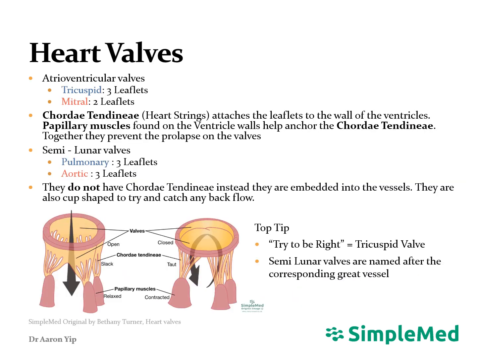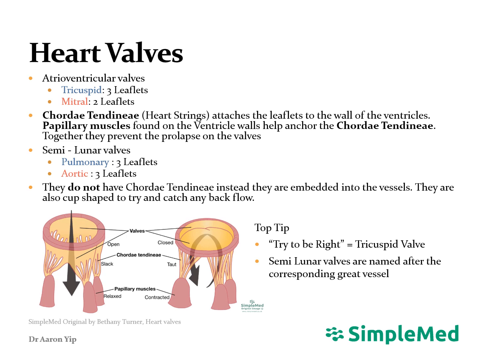Let's talk about the structure of the valves. Firstly, the atrioventricular valves: on the right side, the tricuspid valve, and on the left side, the mitral valve. They are attached to the wall of the ventricles by the chordae tendineae, sometimes referred to as the heartstrings. In the ventricular wall, there are also papillary muscles present which help anchor the chordae tendineae. Together, they help prevent the valves from prolapsing. This is when the heart valves invert on themselves due to the pressure of the blood flow.